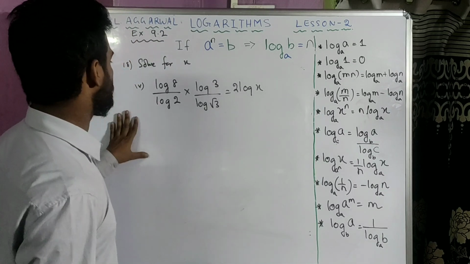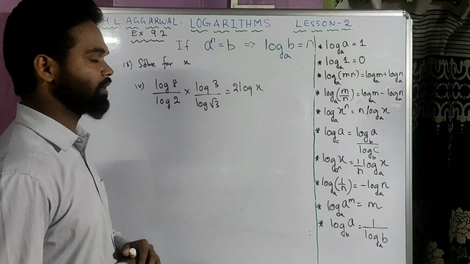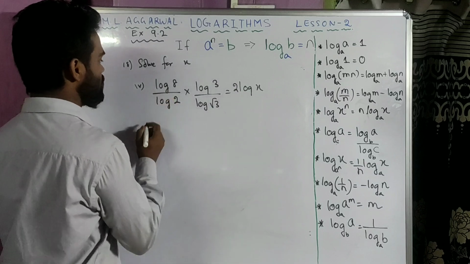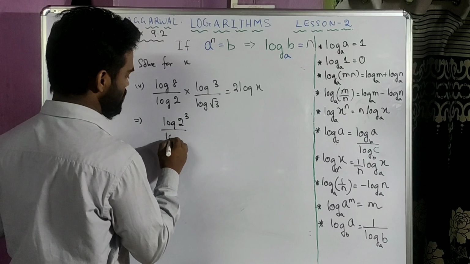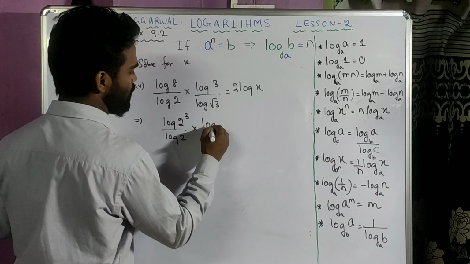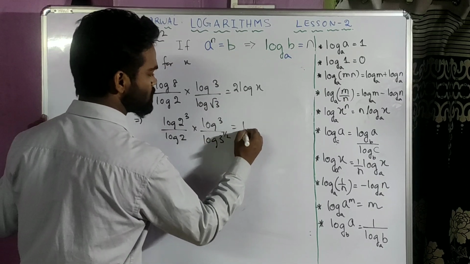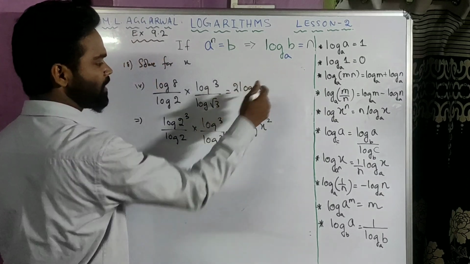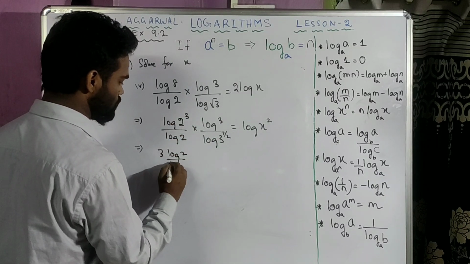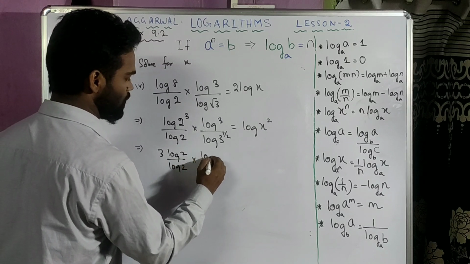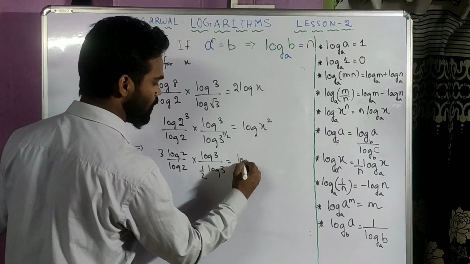Now look at 18 part 4. Log 8 by log 2 multiplied by log 3 by log root 3 is equal to 2 log x. We need to have a single log on both sides. Now look carefully. I can write this as log 2 cube by log 2 multiplied by log 3 by log 3 to the power half, equals log x square. The coefficient becomes a power. Now this 3 comes in front: 3 log 2 by log 2 multiplied by log 3 by half log 3 equals log x square.